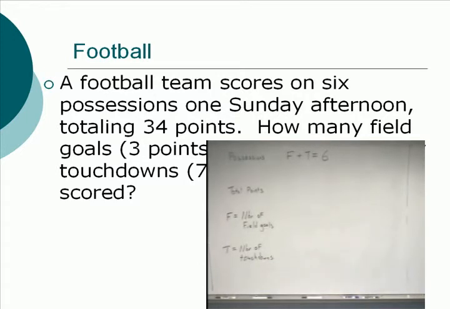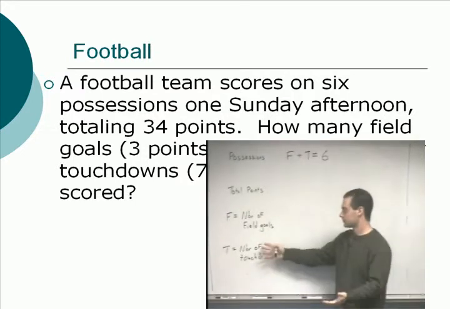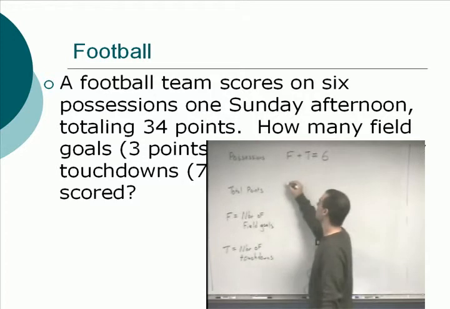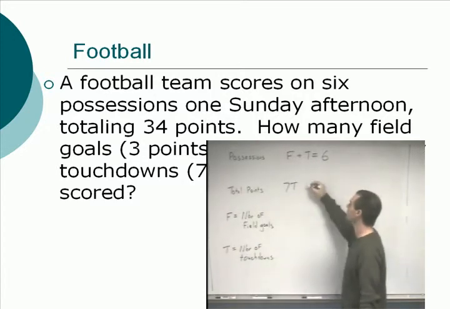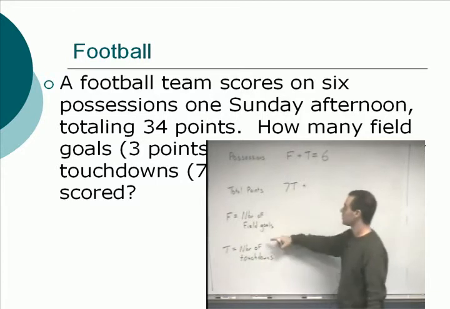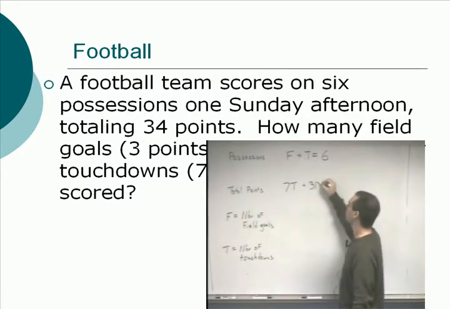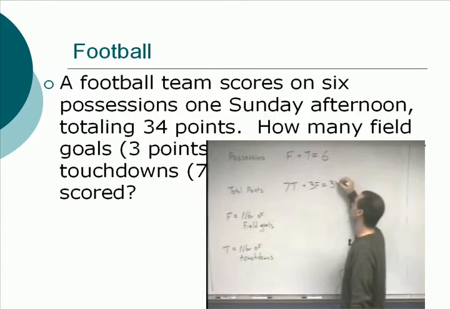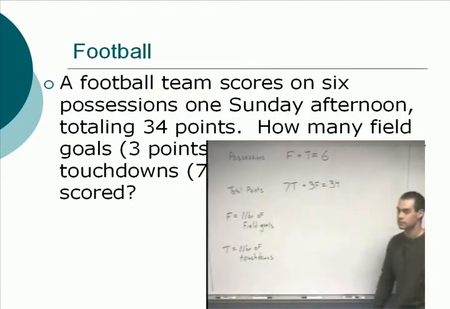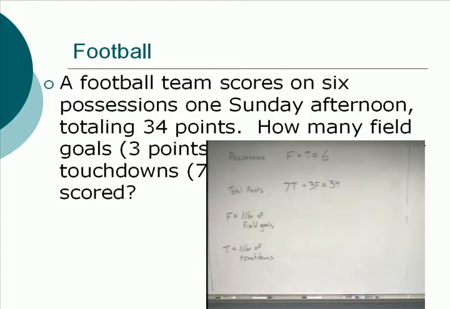Now the total points. Now we're going to write an equation that tells us the total number of points. Well, how many points do you get for each touchdown? 7. So 7 points for each touchdown, 7 times the number of touchdowns, plus 3 times the number of field goals is going to equal 34. There's your system. Now we have to solve that.